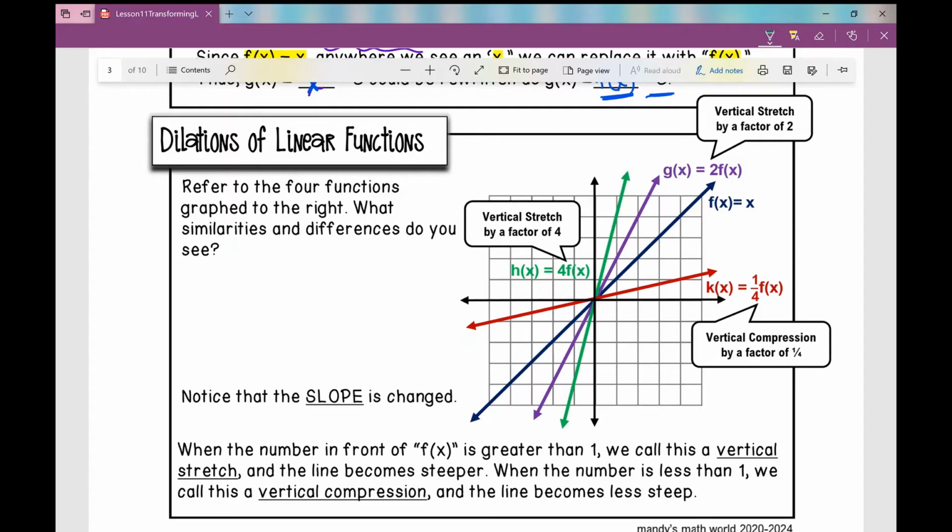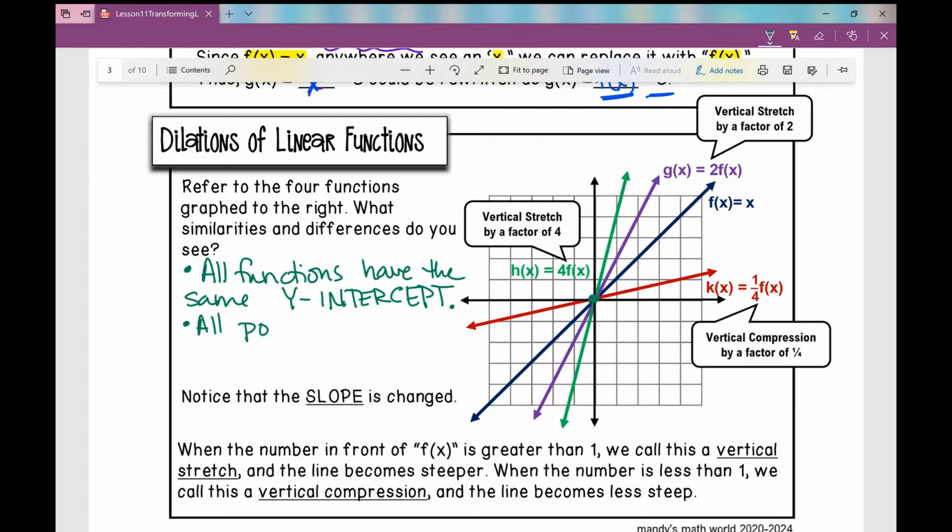Okay, so let's look at those similarities and differences. All the functions have the same, what do you notice? Y-intercept. All the functions have the same y-intercept, which is the origin. So they're still going through the origin. What else? All the functions have a positive slope. Do you see that? They all go from lower left to upper right. That's a positive slope right there, right? Negative would look like this. So they all have a positive slope.